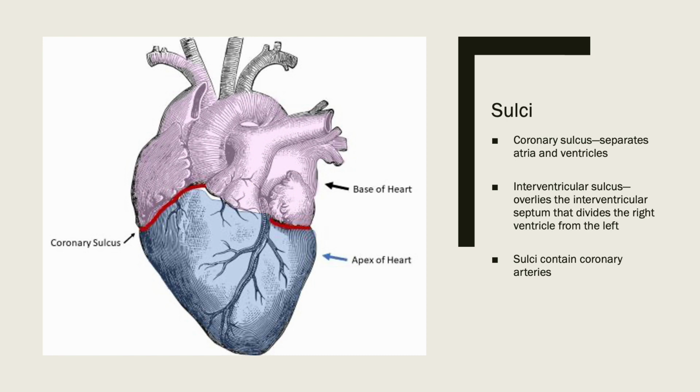If you look running down the middle of the heart, there's another sulcus. That's the interventricular sulcus, meaning it runs between the ventricles, separating the right from the left ventricle. The sulci also are important because this is where the coronary vessels lie. You will find the blood flow to the heart in these little indentions. Okay, so you have the coronary sulcus going top to bottom, separating it, and then the interventricular running between the ventricles going down the middle of the heart.